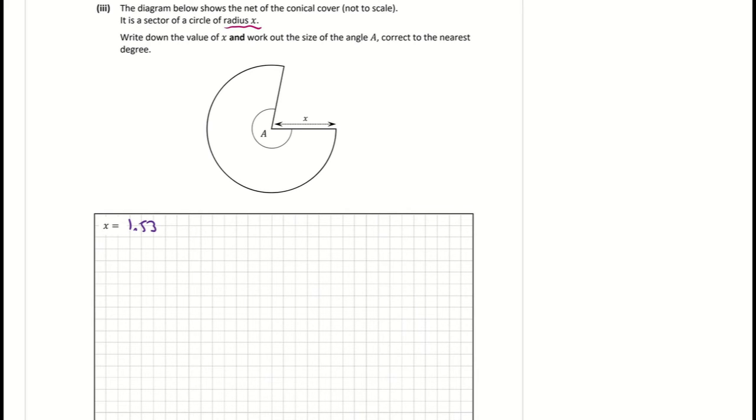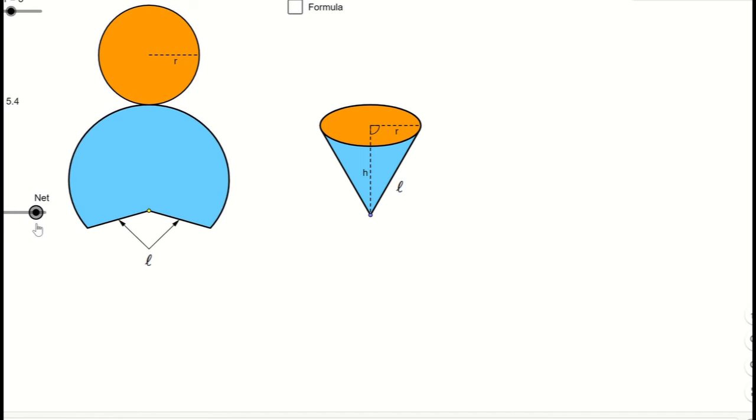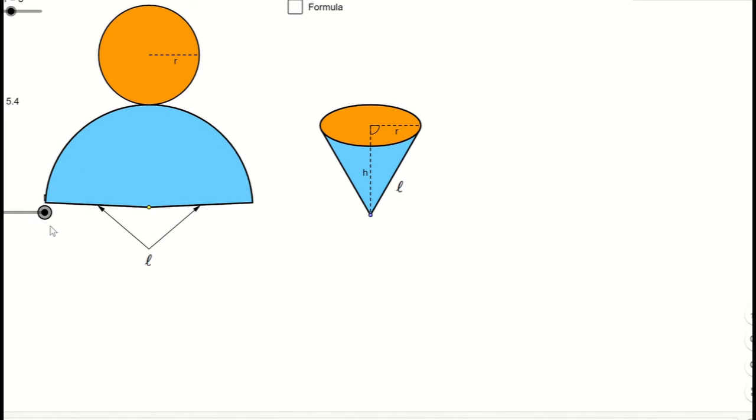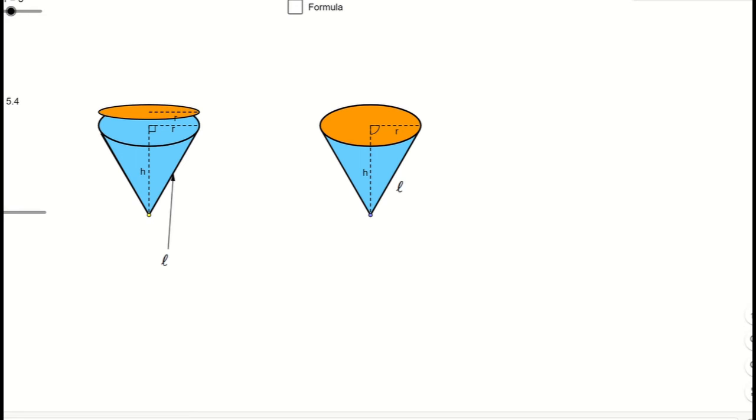I'll just show you on a different slide here what that looks like. Take a look at the shape on the left hand side, and in particular the L, this slanted side here on the cone. As I open out the cone, the net, keep an eye on the L, the slanted side. When I open up the shape, that slanted side has now become the radius length on that sector. So that L is the radius length of the new sector, but when it's closed, that L is the slanted height of the cone.